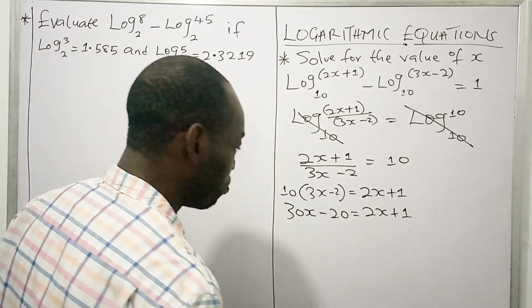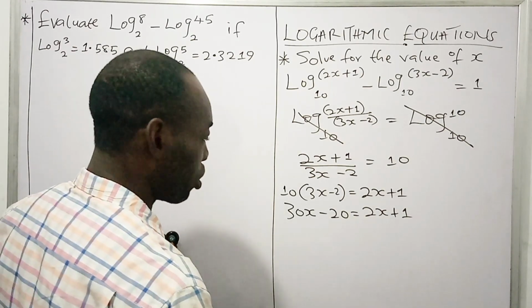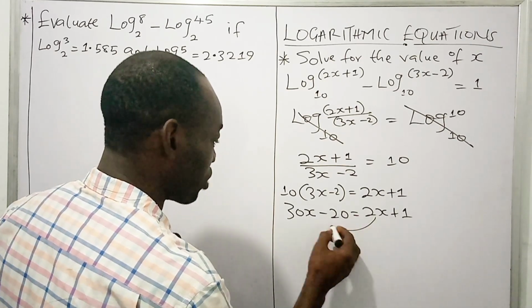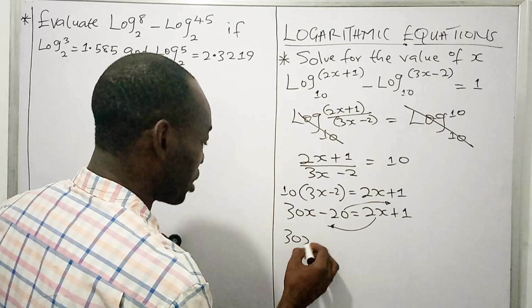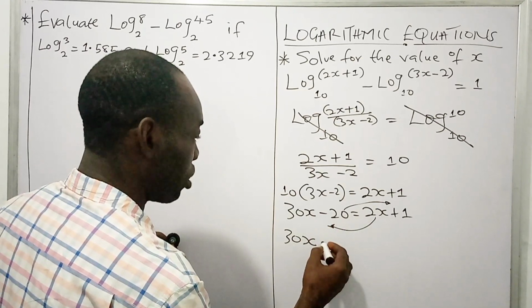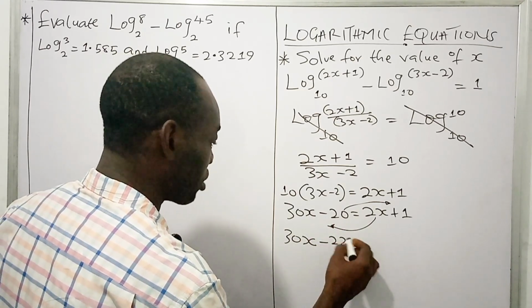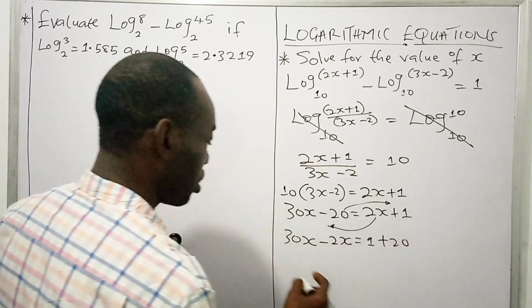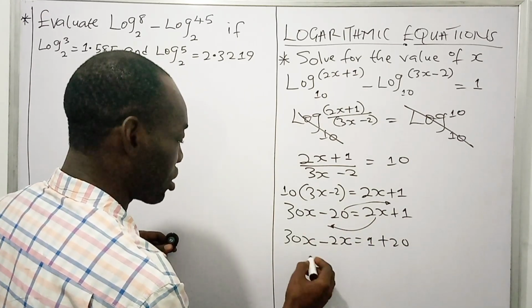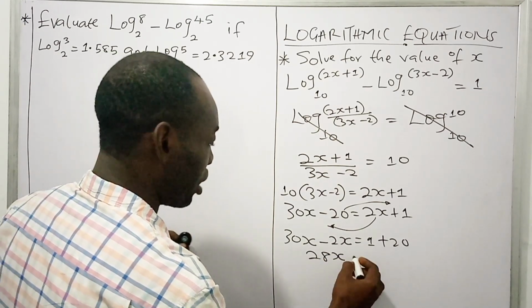Now let's proceed. From here, we collect like terms. The 2x should cross over to the side, while the 20 should cross to the right hand side. So that gives us 30x. When the 2x crosses to the side, it becomes negative 2x, and when the 20 crosses to the right hand side, it becomes positive 20. So that gives us 30x minus 2x, that's 28x.